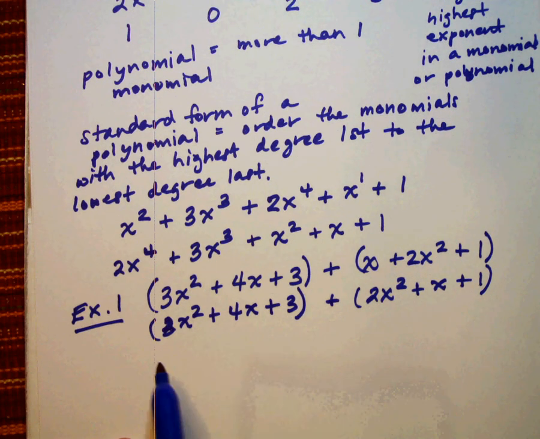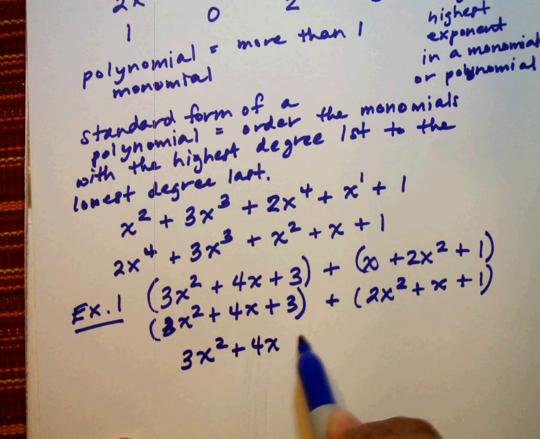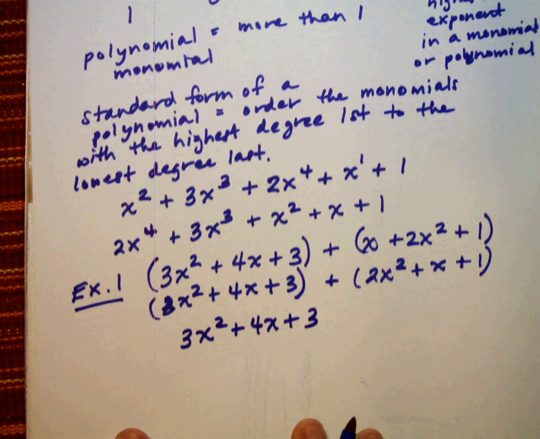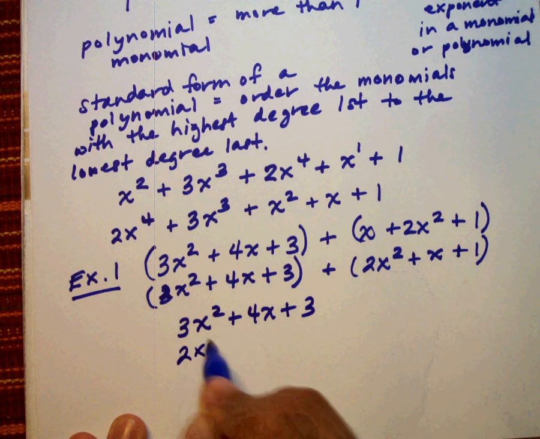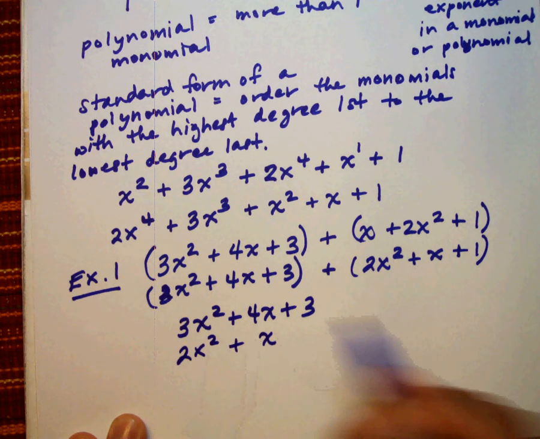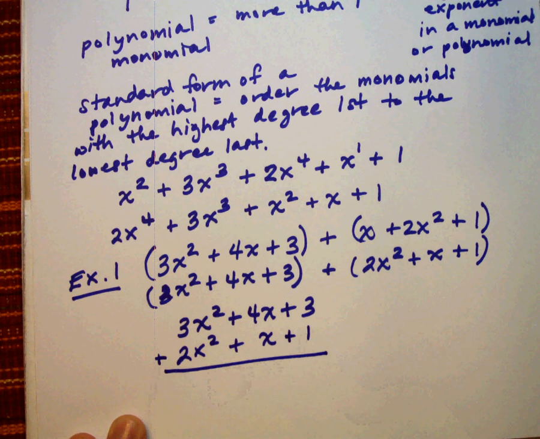I would normally line them up like what you do in elementary school. When you're adding numbers together, you stack them up. So I will do the same thing. So 3x squared plus 4x plus 3. And I'm going to add that to this: 2x squared plus x plus 1.